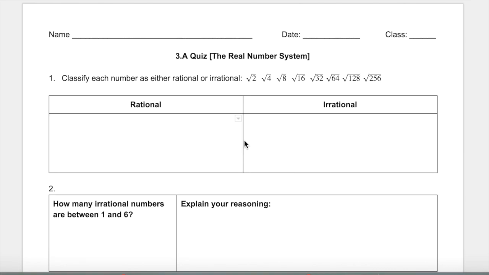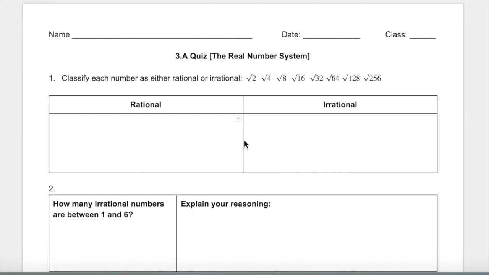So we are going to go over the correct answers for your 3A quiz. The first one says, classify each number as either rational or irrational, and it has a bunch of square roots. Remember, rational numbers can be written as a fraction, while irrational numbers are decimals that never stop and never repeat.